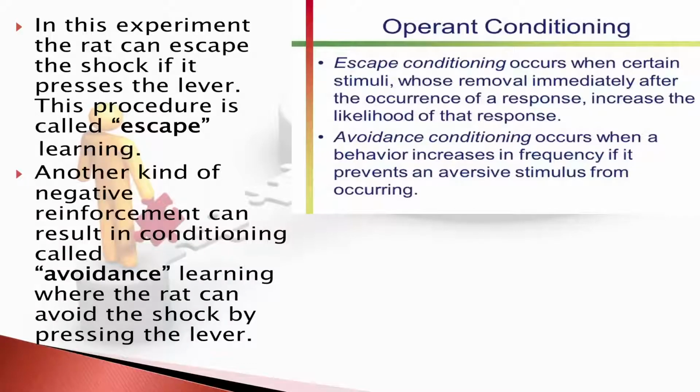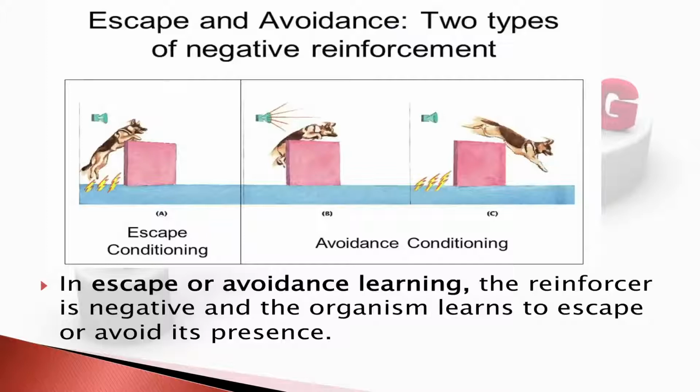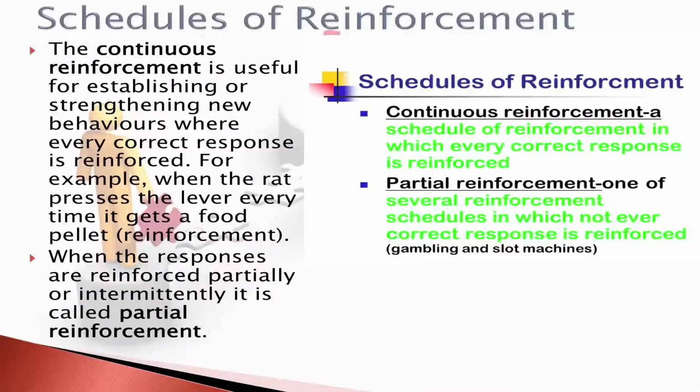In this experiment, the rat can escape the shock if it presses the lever. This procedure is called escape learning. Another kind of negative reinforcement can result in conditioning called avoidance learning, where the rat can avoid the shock by pressing the lever. In escape or avoidance learning, the reinforcer is negative and the organism learns to escape or avoid its presence. How do we reinforce the correct responses? It could be by using continuous or partial reinforcement. This is discussed in the schedules of reinforcement.